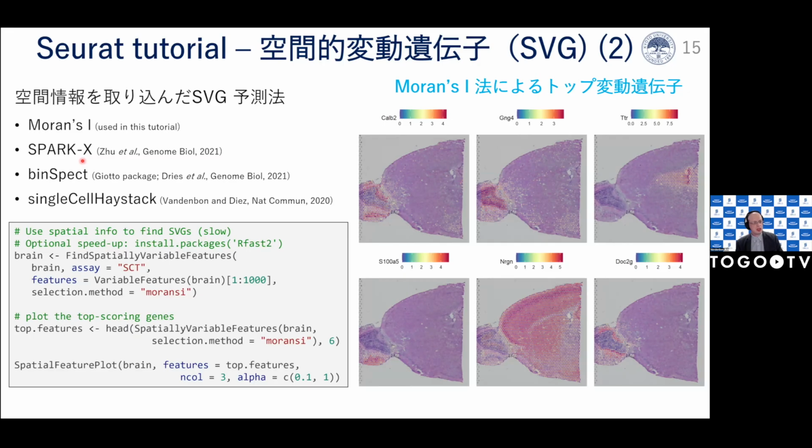And there's other methods like SPARK-X or BinSpect or single cell haystack, which is a method that we developed ourselves. And here in this example, I'm using Moran's I, this one. I should say it's relatively slow, but we predict the spatially variable features, the genes, and then again we plot the top 6 ones, which are these 6 genes. And of course, we can see that they clearly have a spatial pattern.